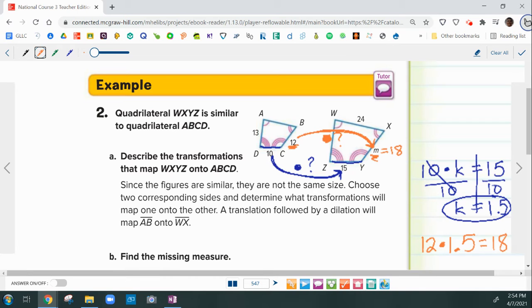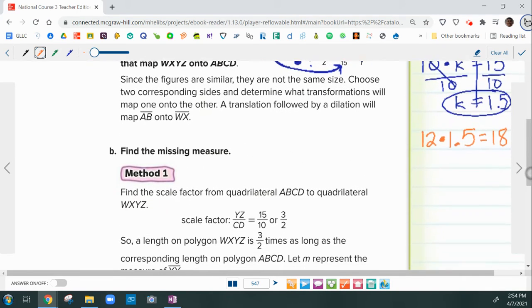How did we do that again? We just figured out the scale factor between the two shapes by comparing the two corresponding sides that we knew, the 10 and the 15. All right, so that is one way to do it, by finding the scale factor and using it to multiply.